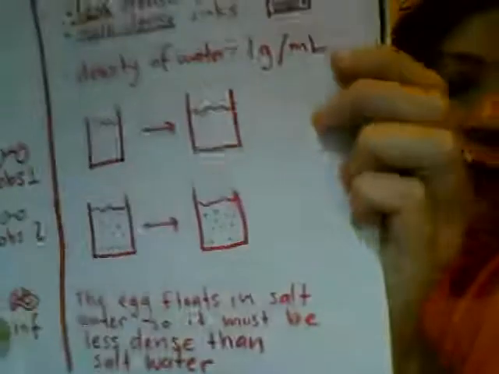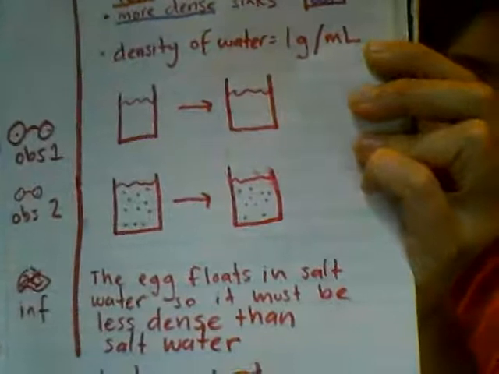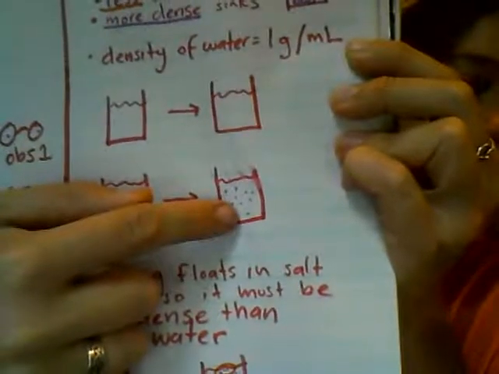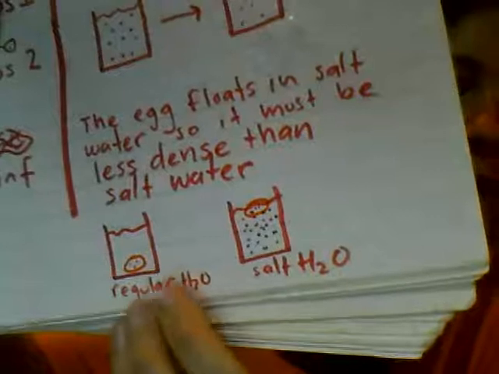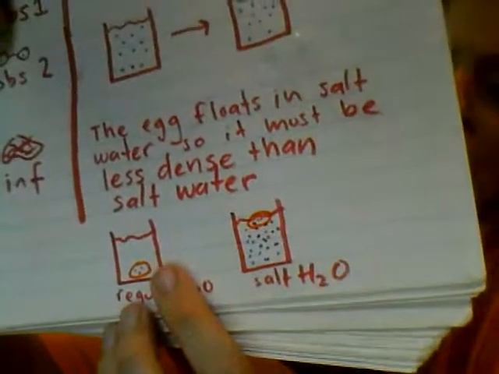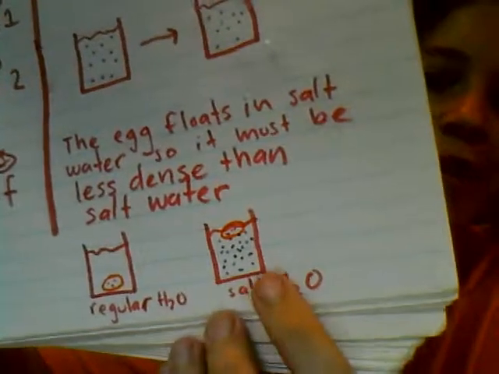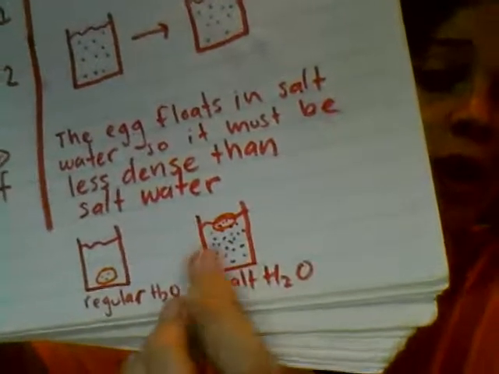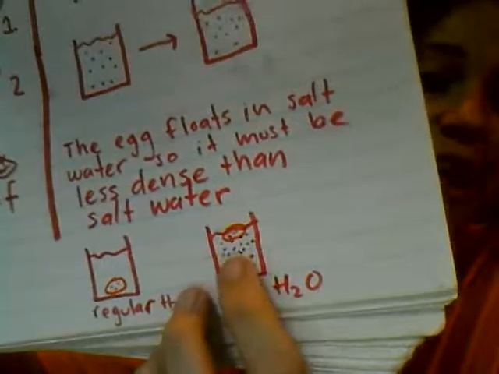Okay, here's the real reason. Let's see if you got it. The egg floats in the salt water because it must be less dense. We added so many more molecules here that our egg was actually less dense. So let's draw a picture of that. In regular water, the egg has more molecules per space, so it's going to sink. But once we add salt to the water, the water has more molecules, it's more dense, and the egg becomes less dense. So the egg floats.